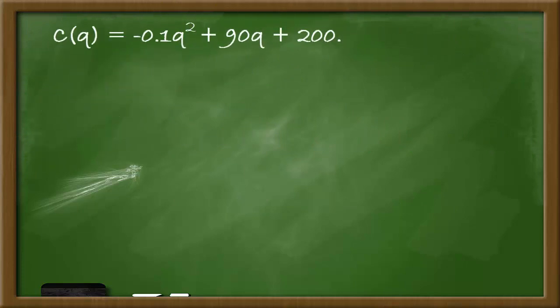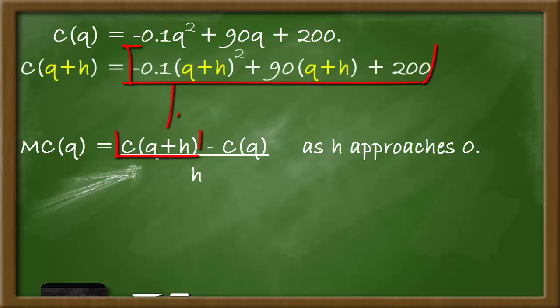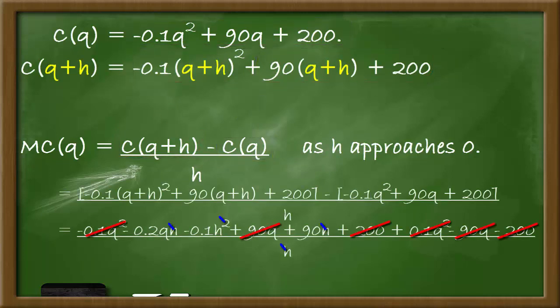If C(Q) is the cost of producing Q units, then the marginal cost of the Qth unit of output is the limiting value of the quotient [C(Q+h) - C(Q)] / h as h approaches 0. Putting this into the formula, expanding, collecting like terms and simplifying gives -0.2Q - 0.1h + 90. Then as h approaches 0, this equals -0.2Q + 90. This is the marginal cost of producing the Qth item.